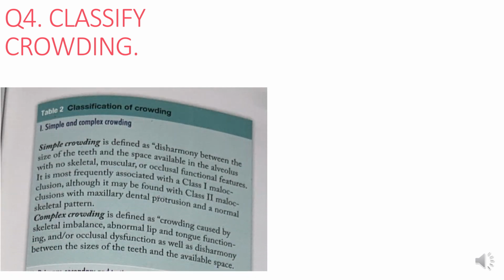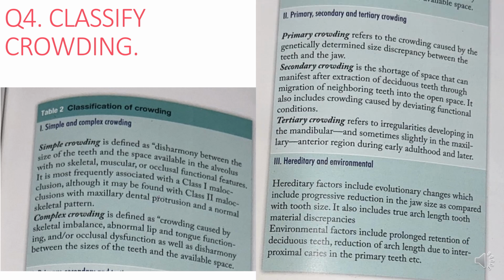Number 4 is classify crowding. It can be classified as simple and complex crowding. Simple crowding is defined as the disharmony between the size of the teeth and the space available in the alveolus with no skeletal, muscular, or occlusal functional features. Complex crowding is defined as the crowding caused by skeletal imbalance, abnormal lip and tongue functioning, and/or occlusal dysfunction, as well as disharmony between the sizes of the teeth and the available space.